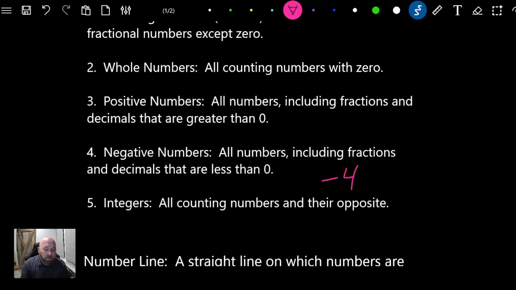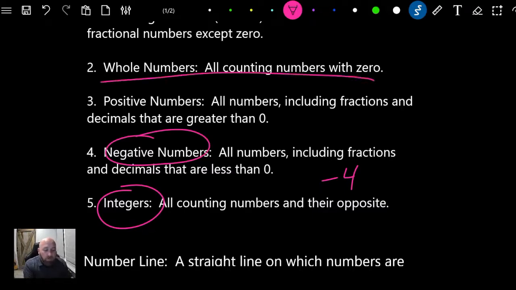What is negative 4? Negative 4 is an integer, right? Because it's a counting number. 4 is a counting number, and then its opposite would be negative 4. What else is negative 4? It can be multiple things on this list. Negative 4 is also a negative number, right?